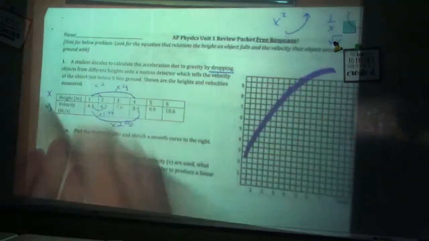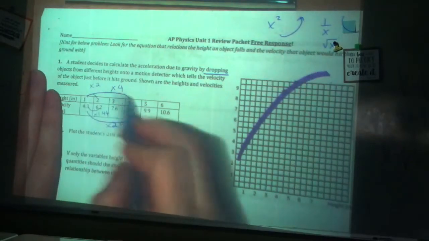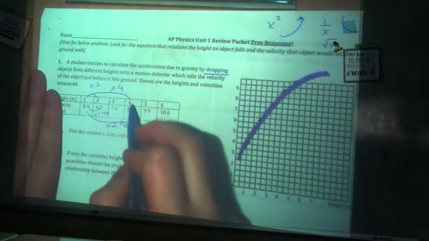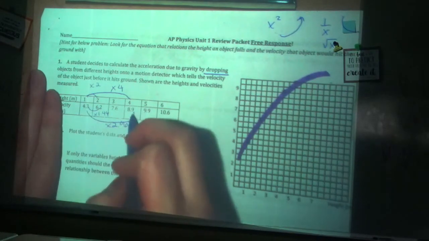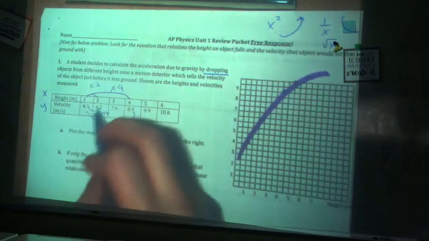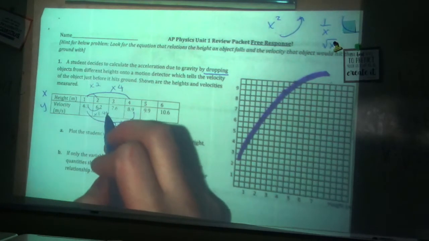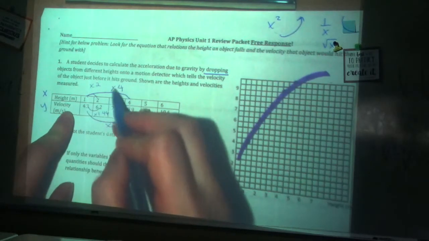So the height is like my x variable and the velocity is like my y variable, because it put height on the x-axis, so I can think about that as my independent and dependent variable. From 1 to 4, this was multiplied by 4, and from 4.3 to 8.9, that was only multiplied by about 2. And then from here to here, that was times 2, and this was only times 1.44. So what's happening is that the velocity is only doing the square root of what the height is doing.